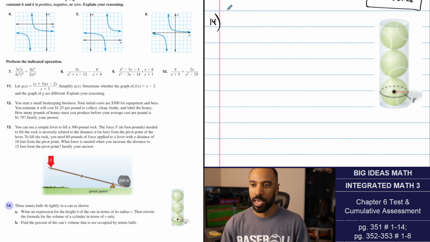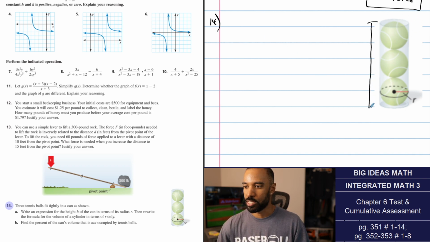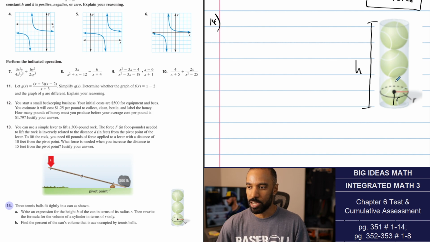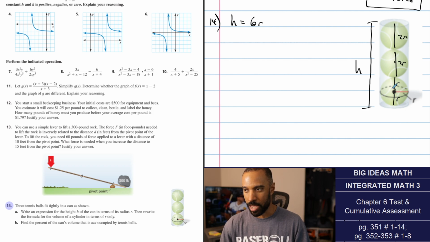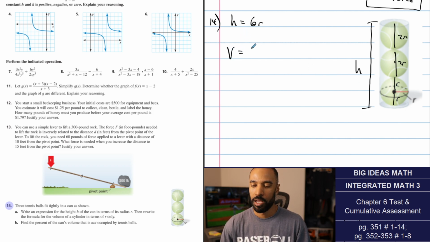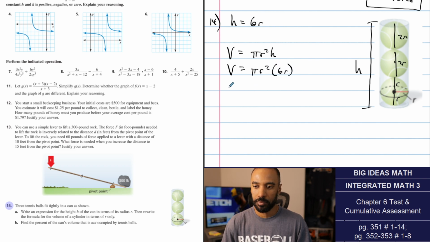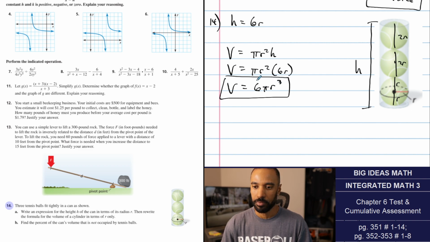Anyway, write an expression for the height in terms of its radius r. The height is basically 3 tennis balls, right? The 3 tennis balls have a radius here, another 2r here, and another 2r here. So the height is 6r, right? There's 6 radii stacked on top of each other there. The volume of a cylinder is pi r squared times height. So when we substitute 6r for height, in terms of r only, volume is pi r squared times 6r. So that'll be 6 pi r cubed. So volume is 6 pi r cubed, like so. That is part A.